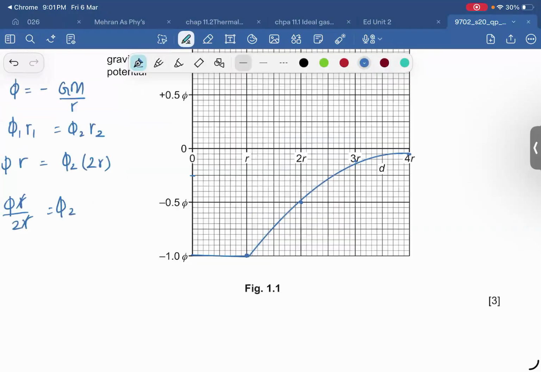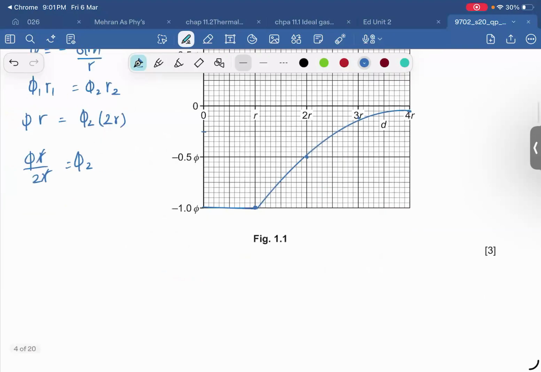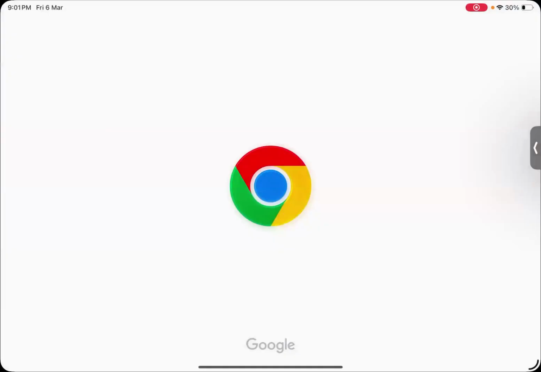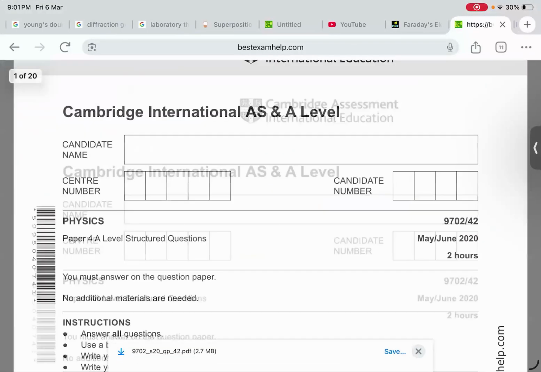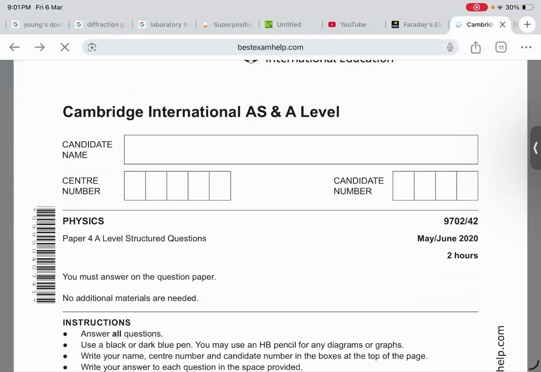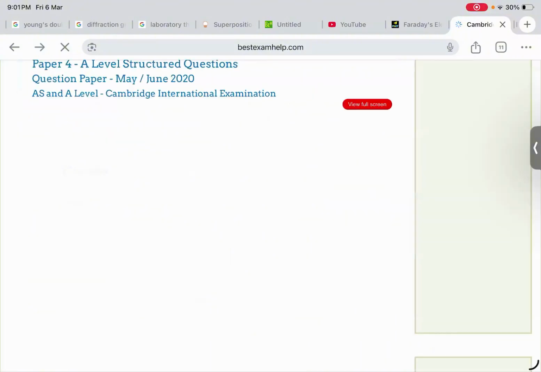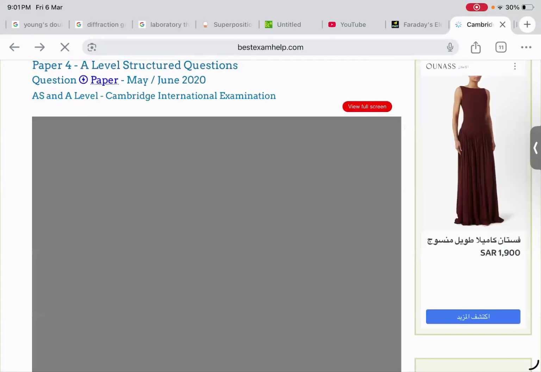By the way, I also want to show you the examiner's report for that, but I don't think so for this paper. I think it won't be there because these papers didn't happen due to the corona. Okay, fine, let's move on.